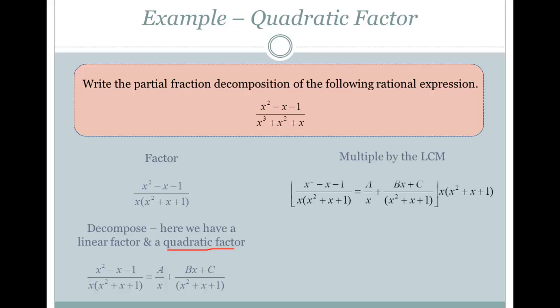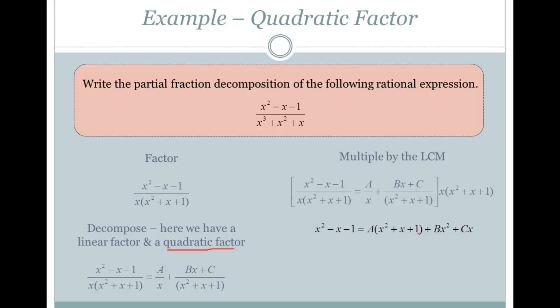Multiply by the least common denominator. What's going to happen is this term and this term are going to go away, and on the left-hand side, I'm going to have x squared minus x minus 1. But then it gets a little bit more complicated as I go through this way. So after I do that, this is where I end up.